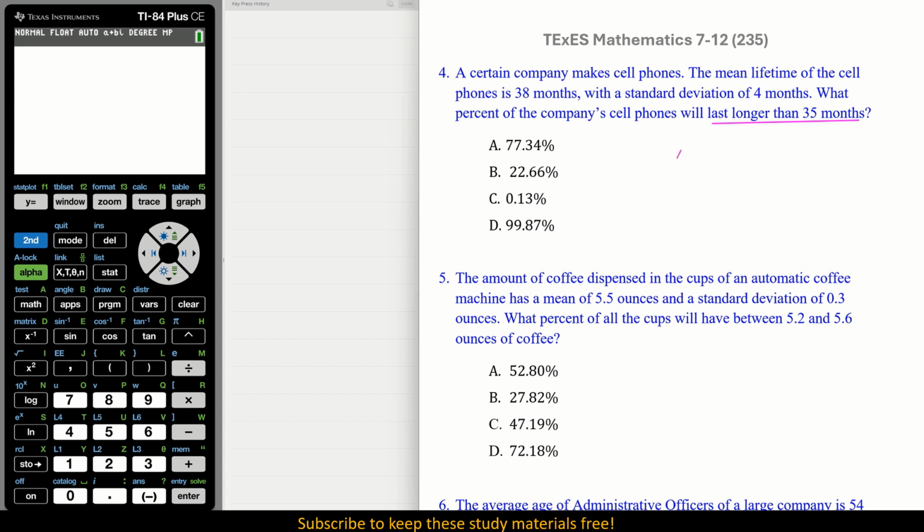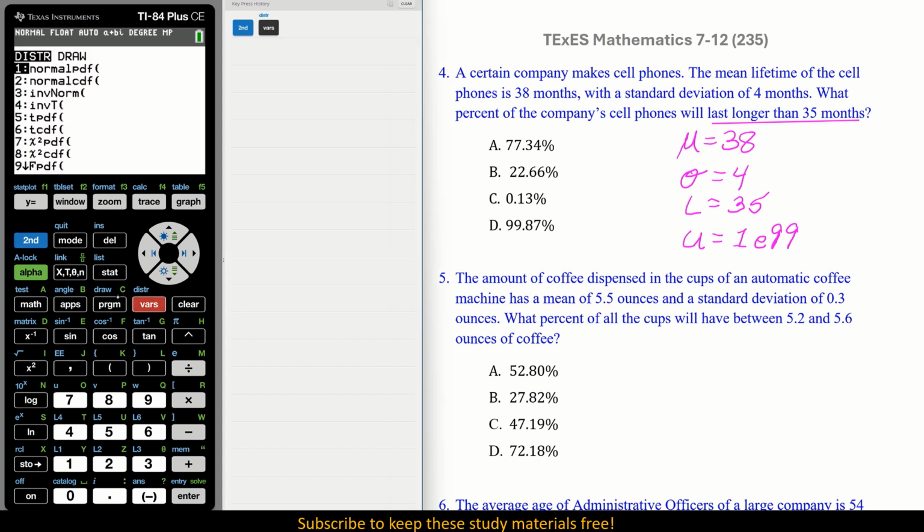So this means we have a mean of 38, right? We have the standard deviation of 4. We have a lower of 35. But what do we put in for the upper? That is when we put 1E99, okay? The calculator needs this large number in order to function correctly. So that's what we enter. Okay, so let's do that.